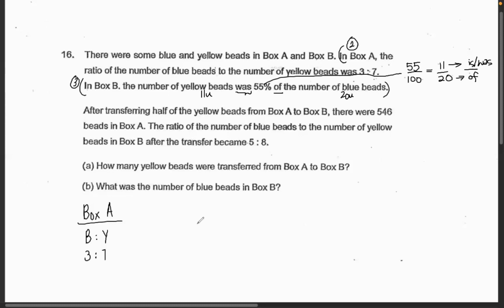Once I'm done with this, I can write out, for box B, blue is to yellow. We know that for yellow, it has to be 11 units, so we put it over here. And for blue, it has to be 20 units. Once I'm done with this, I'm going to move on to sentence number 4.